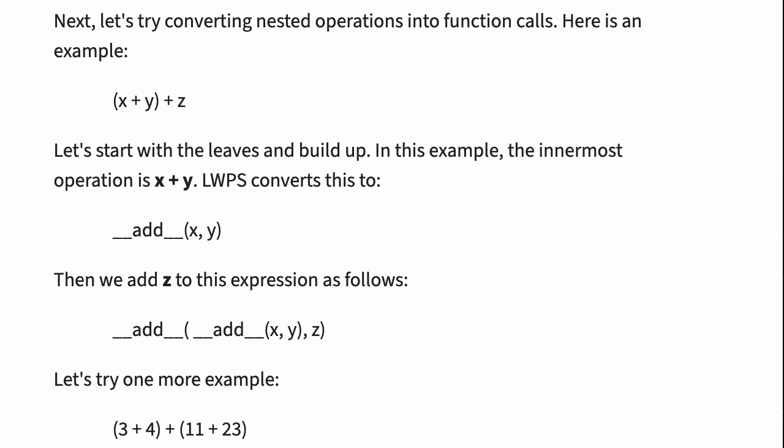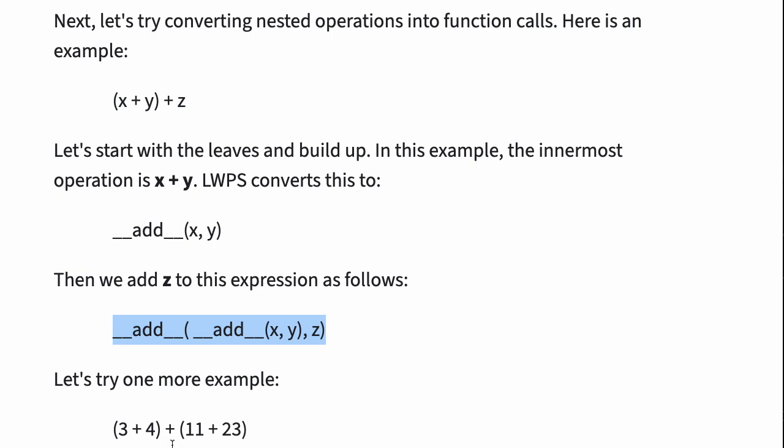Next, let's try converting nested operations into function calls. Here's an example. Let's start with the leaves and build up. In this example, the innermost operation is x plus y. LWPS converts this to add x y. Then we add z to this expression as follows.